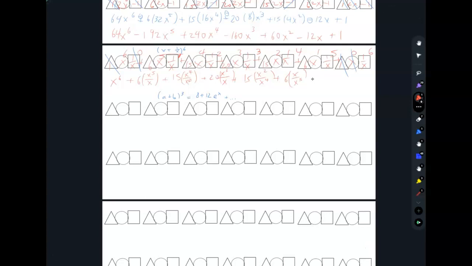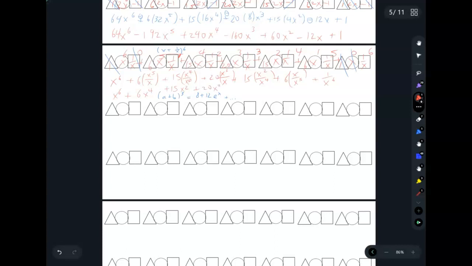And the last one is 1 over x to the 6th, so it'll be 1 over x to the 6th. The 1 to the 6th is just 1. Almost done. So I'm going to simplify one last time. So like x to the 6th plus, and then this x to the 5th divided by x would just be 6x to the 4th, right? X to the 4th divided by x squared is x squared, so it'd be 15x squared. X cubed over x is x squared, so that would be 20x squared.